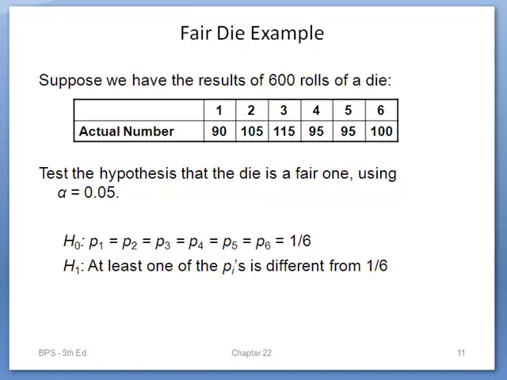So let's go to our problem of the fair die. We roll this die 600 times. Remember that the probability of getting a 1 is 1 in 6. The probability of getting a 2 is 1 in 6. So our null hypothesis would say that the probability of getting a 1, 2, 3, 4, 5, or 6 are all equal to 1 out of 6. The alternative says that at least one of those is different from 1 6. That's what we're testing. Is this die fair?